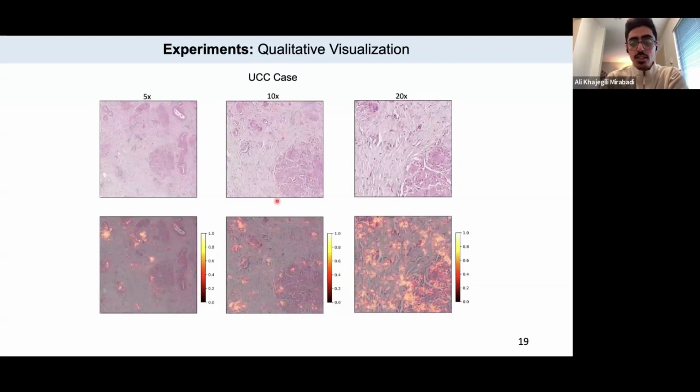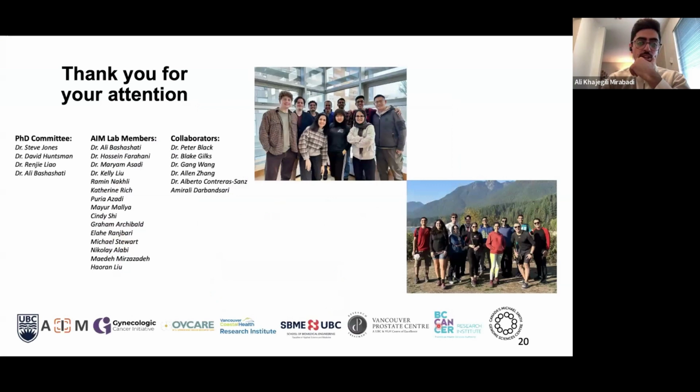But the urothelial case is different. For 5x and 10x, we don't see that much activation, but as soon as it goes to 20x, the patterns are confirmed. So the model spends a lot of energy to highlight different patterns. So with all this, I want to thank you for your attention and would be happy to answer any questions.